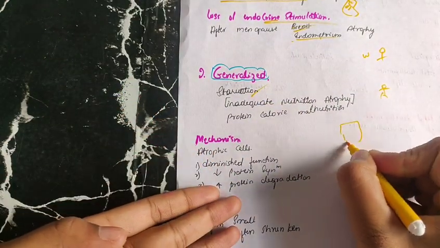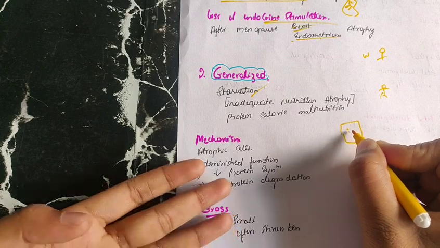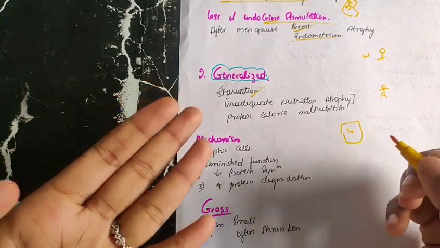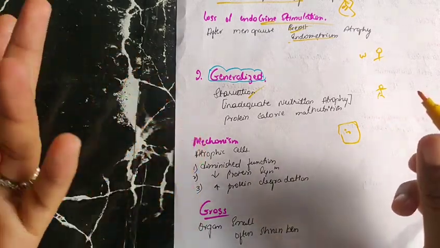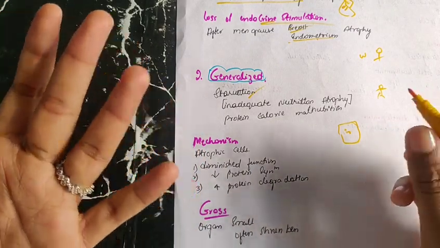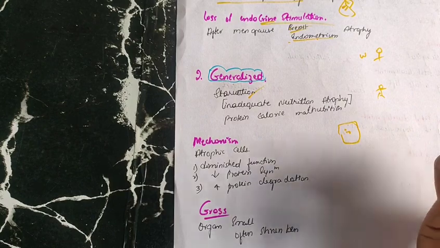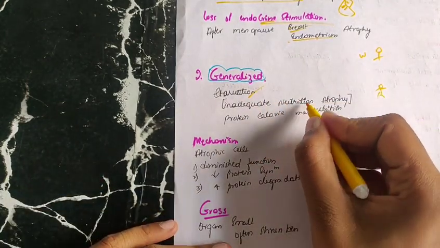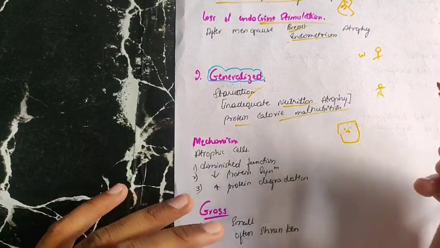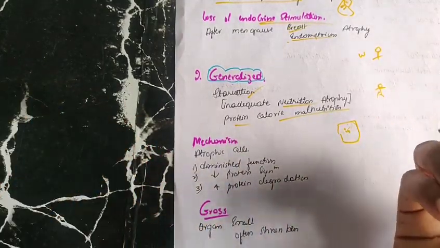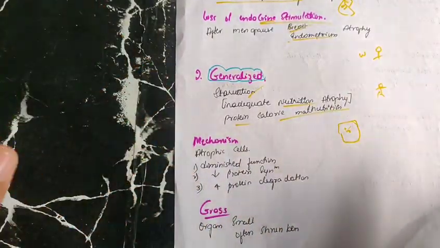Consider any cell: it is made up of cell organelles. Cell organelles are nothing but proteinaceous things, and the membrane will be lipid. Carbohydrates, lipids, and all these components form the cell. So if there is inadequate nutrition supply, there won't be cell maturation. The calorie and protein intake won't be proper during starvation, so there will be generalized atrophy.